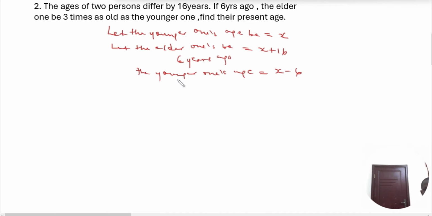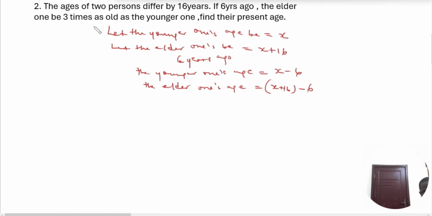So the elder one's age will be equal to x plus 16, as we know. So we're going to write x plus 16. Six years ago, it will be x plus 16 minus 6. So this is the elder one's age 6 years ago, and this is the younger one's age 6 years ago. So we're going to write an equation from this statement in the question.